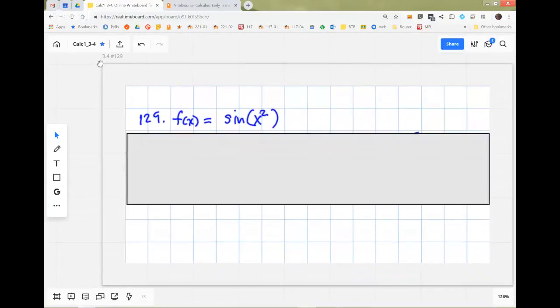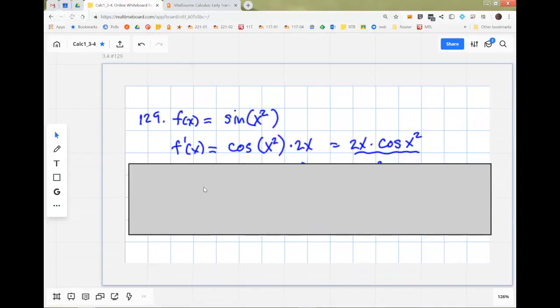Let's do number 129. So the sine of x squared. The outer function is the sine. So we're going to start with the derivative of the sine, of course, which is the cosine. Cosine of x squared. And then we have a chain rule. X squared, the derivative is 2x.